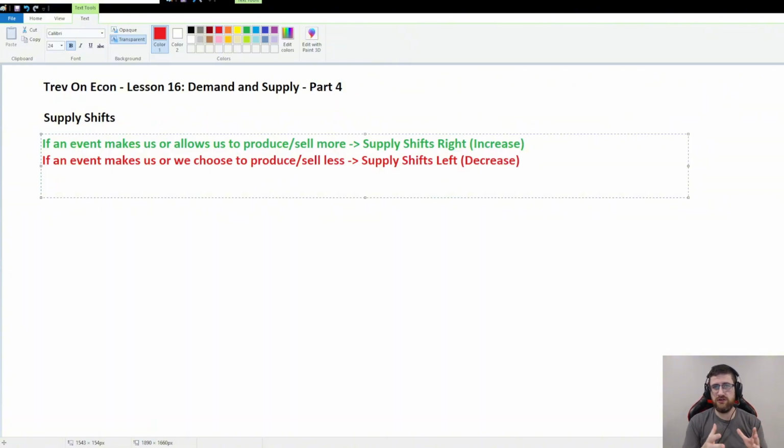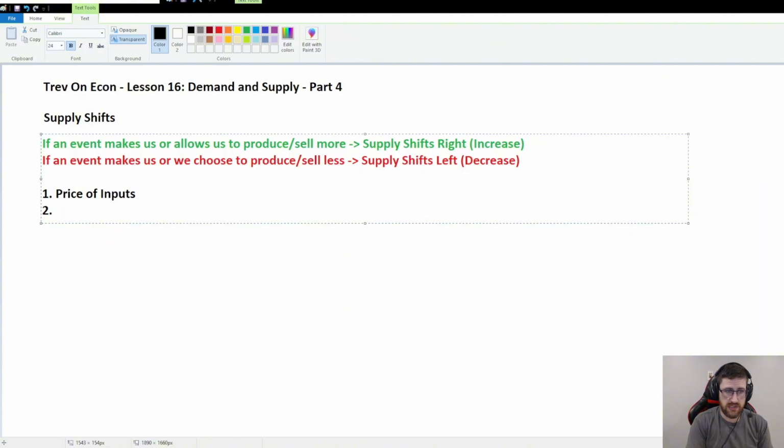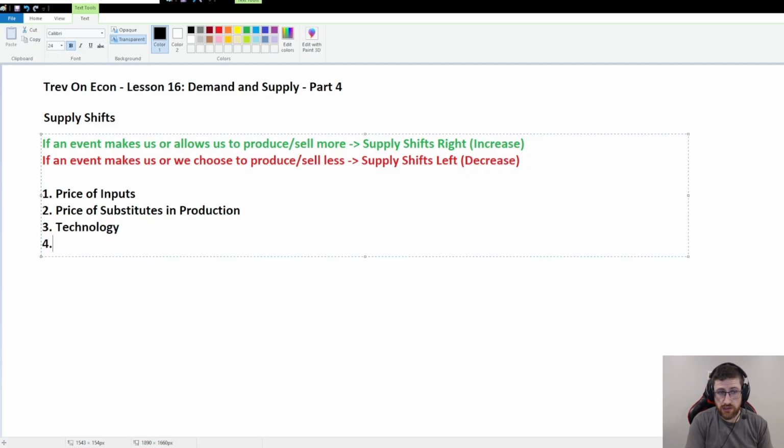Again, these 2 rules are going to be our foundation. We're just going to provide some specific events that apply these in a realistic manner. So for this one, there's 5 as well. Number 1 is price of inputs. Number 2 is price of substitutes in production. Number 3 is technology. Number 4 is number of sellers. And number 5 is seller expectations of future price.